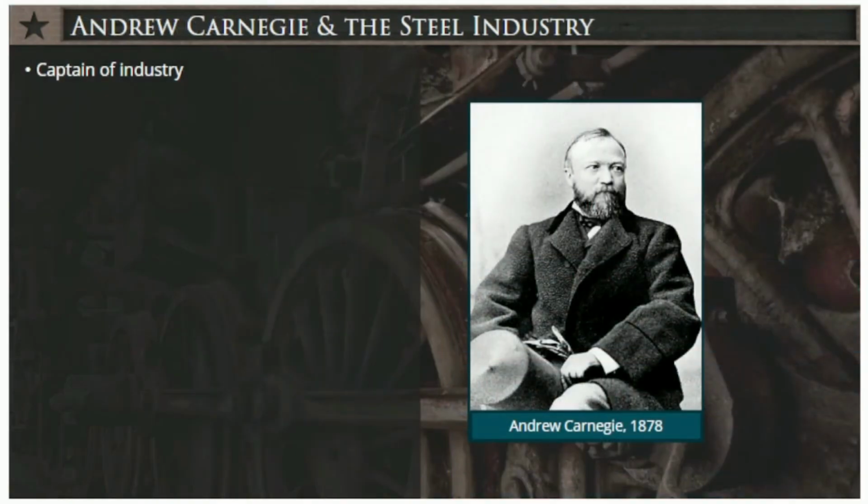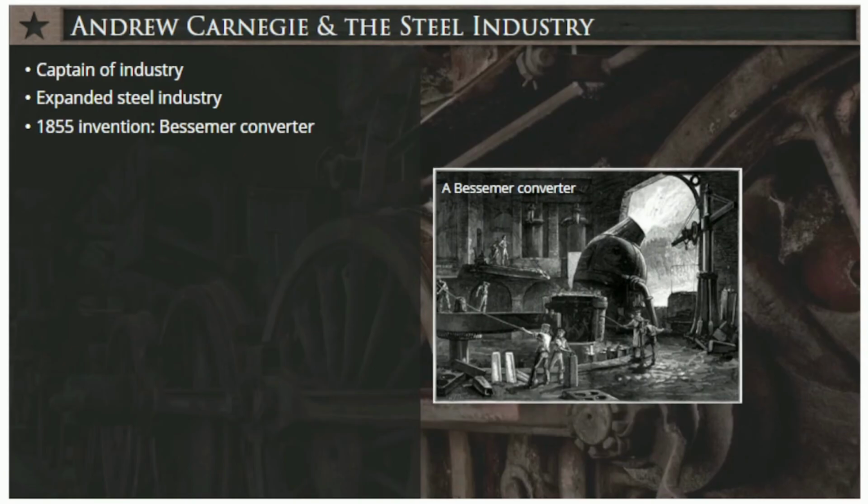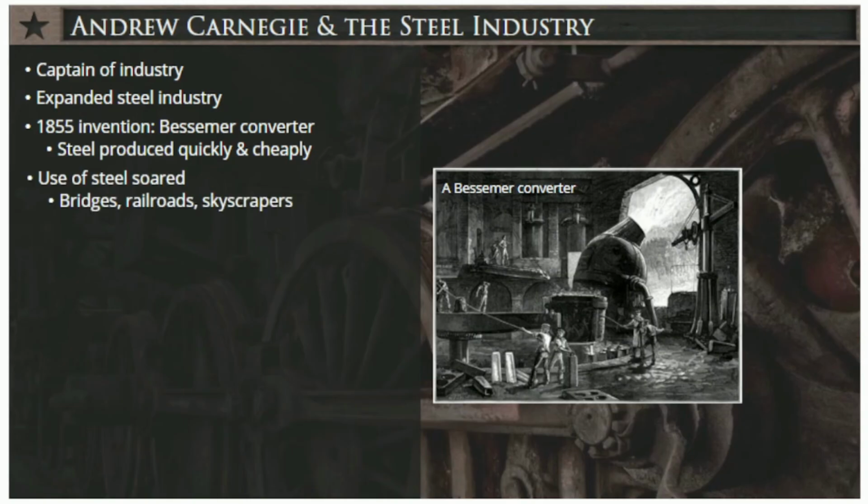Andrew Carnegie was a captain of industry who led the expansion of the steel industry. After the invention of the Bessemer converter in 1855, iron could be turned into steel quickly and cheaply, and as a result, the use for steel soared. Steel was used to build large bridges, railroads, skyscrapers, large ships, and steel cables, rods, and sheets which allowed for even larger engines to be built for industry use.